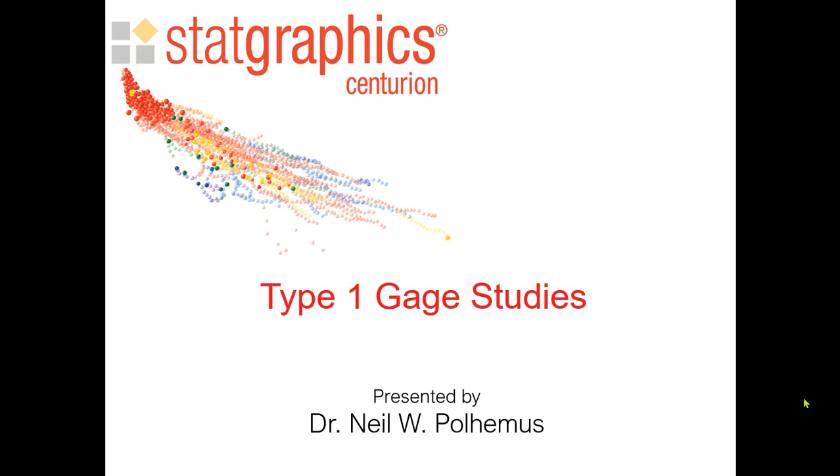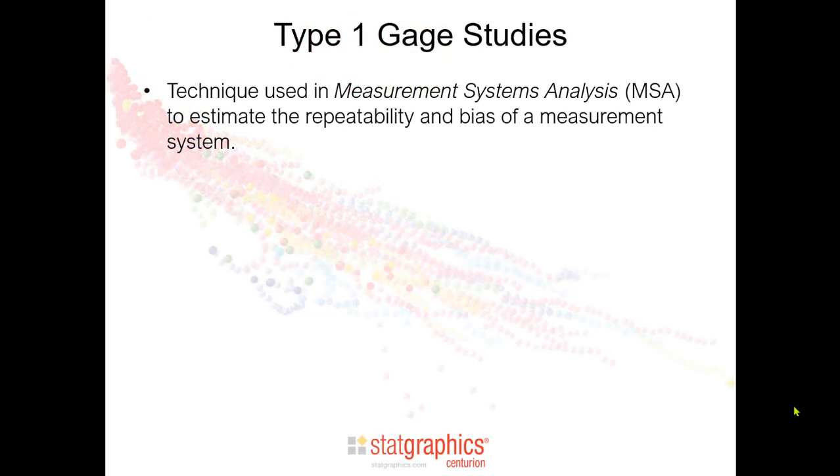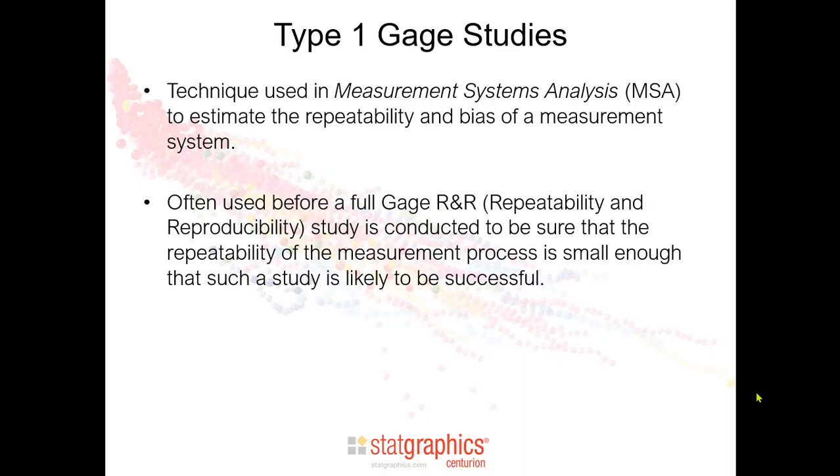This video describes a new procedure added to Statgraphics Centurion version 20 for analyzing Type 1 gauge studies. Type 1 gauge studies are used in measurement systems analysis to estimate the repeatability and bias of a measurement system. They're often used before a more complicated Gage R&R study is conducted to be sure that the repeatability of the measurement process is small enough that such a study is likely to be successful.